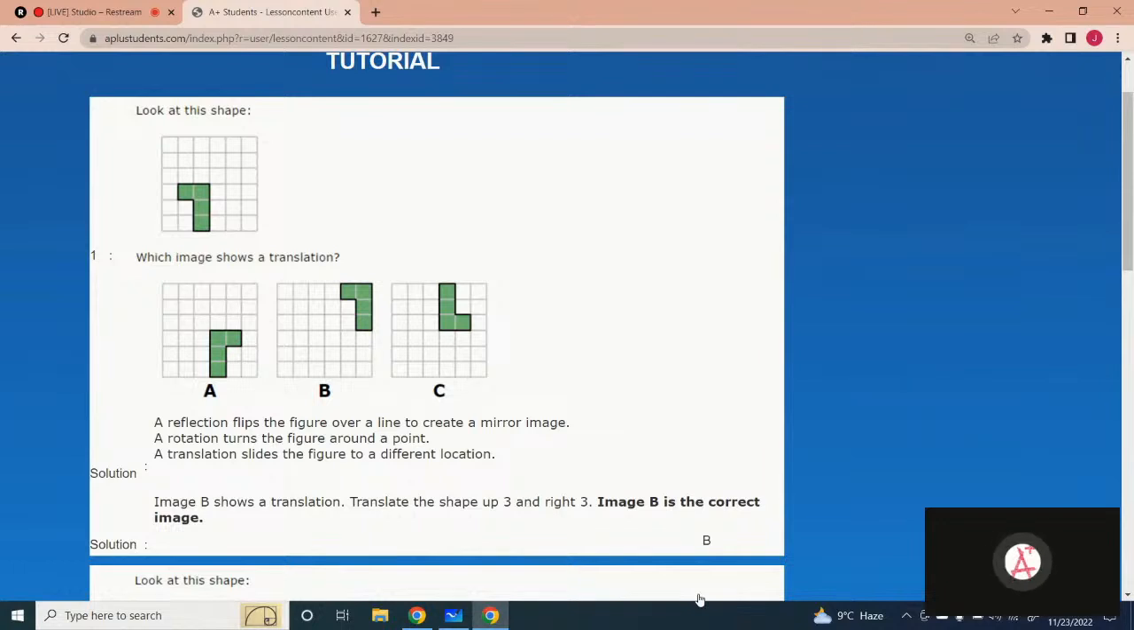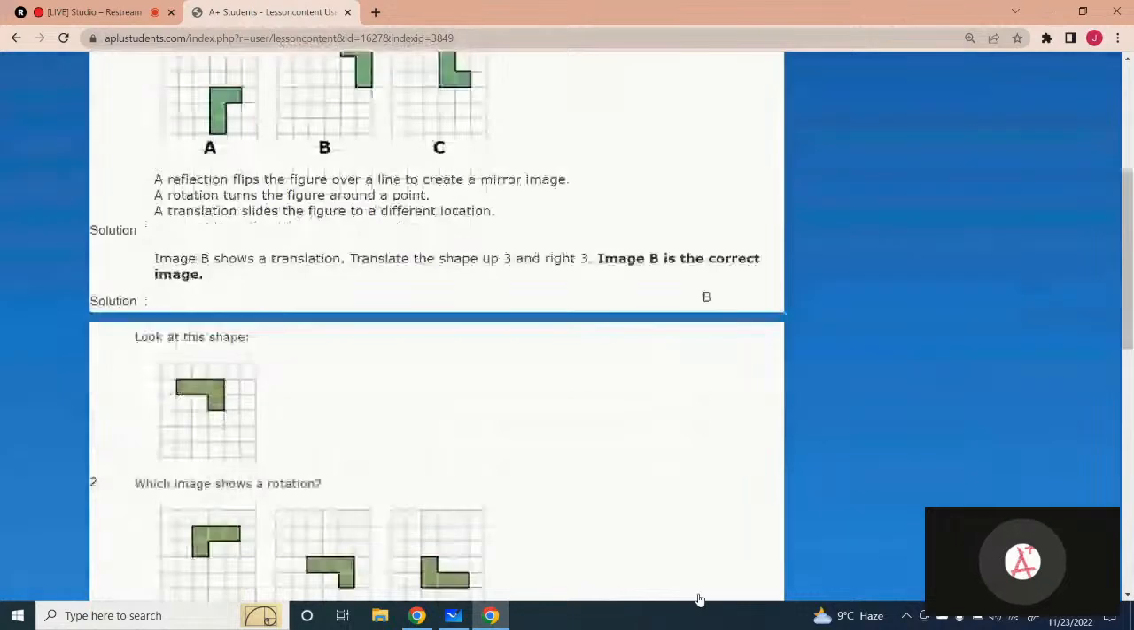So you are given A, B, and C. A is the reflection of the original image. Got it? And B is the translation of the image, because B translates the shape 3 units up and 3 units right. Option C is a rotation. It turns around a point. Got it?